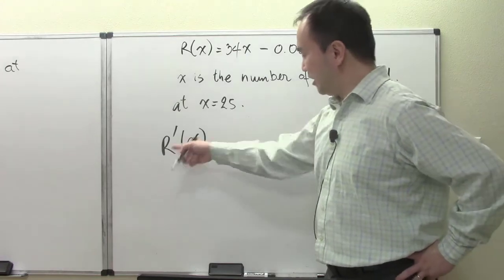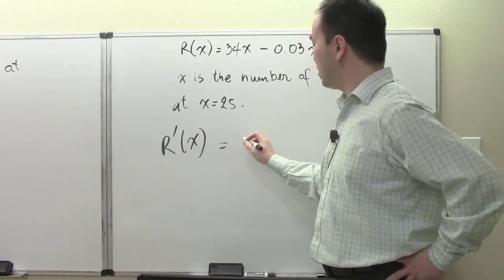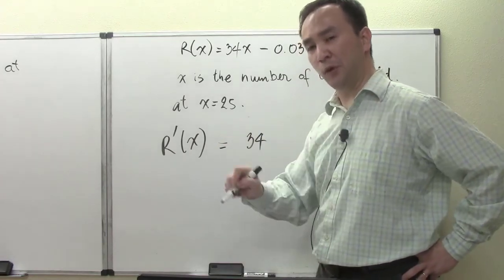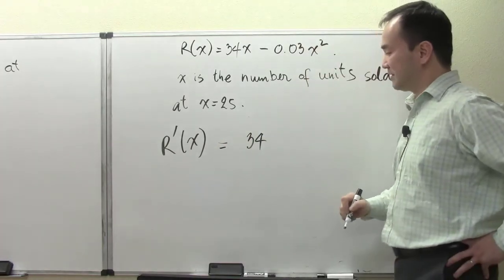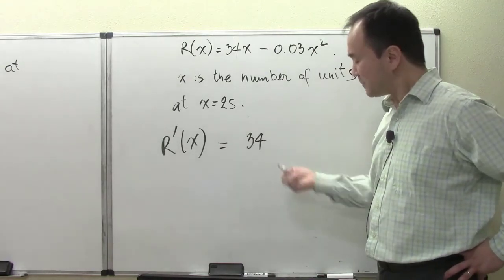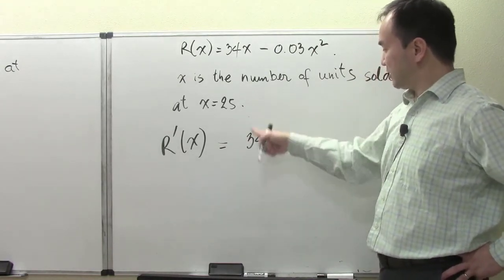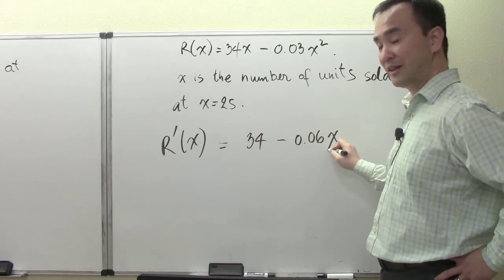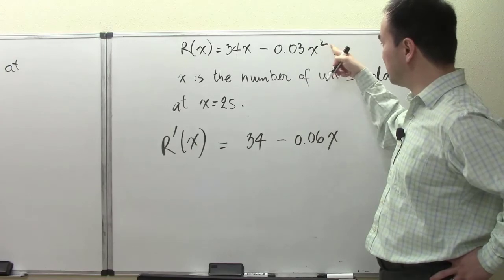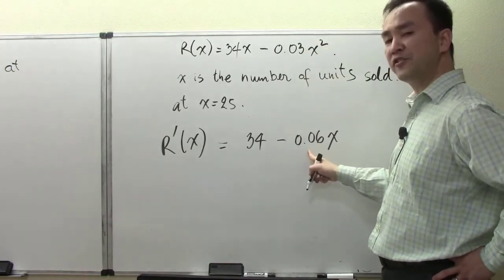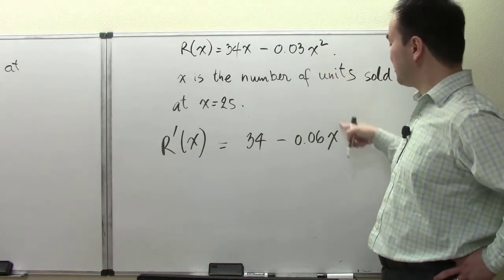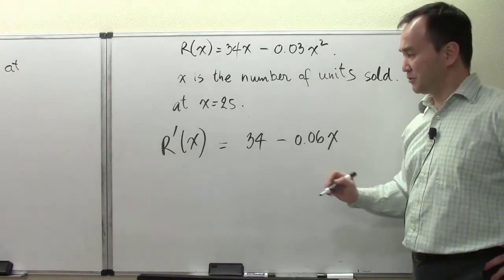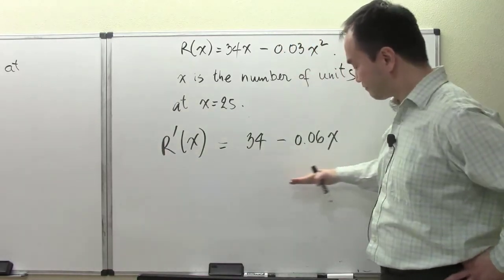Okay, so r prime of x in this case equals, and I hope anyone viewing this video at this point is fluent in taking your derivative with basic derivative rules. So it's 34 minus 0.06x, because the power rule allows me to multiply that 2 to the front coefficient, making it 0.06, and the power is reduced by 1, and that's how we end at 34 minus 0.06x.